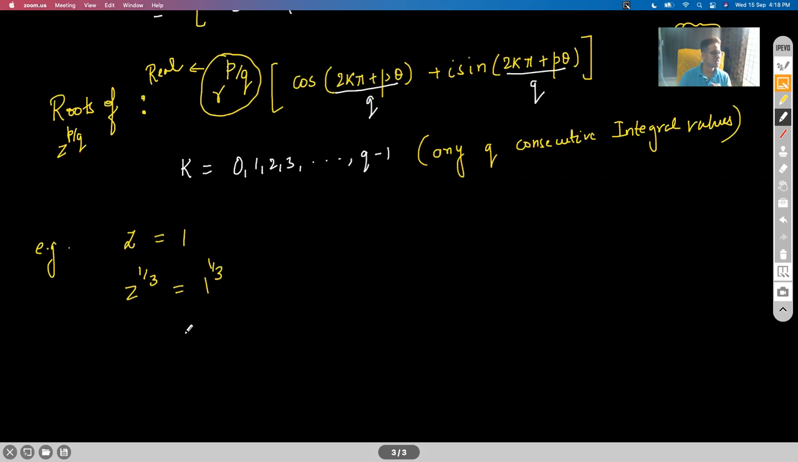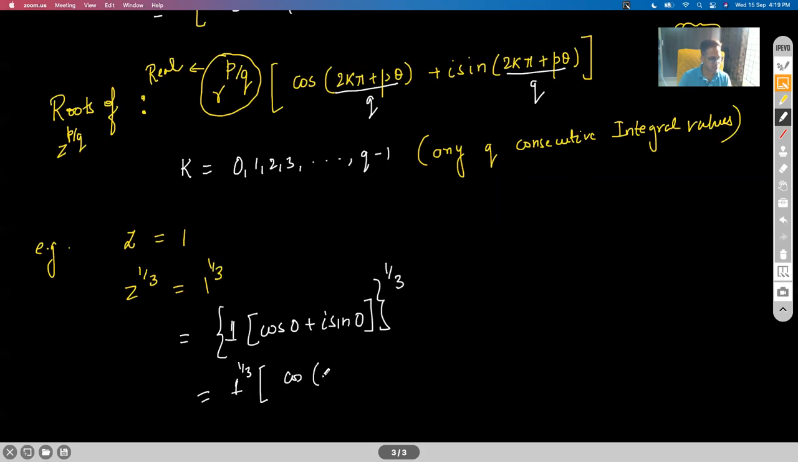So 1 as a complex number, if you write it, it's 1 times cos 0 plus i sin 0. Thankfully, p is actually 1, so I don't have to worry too much about multiplying with 1, because it will not affect our answer. So it directly becomes something like this: cos 0 plus i sin 0 to the power of 1/3.